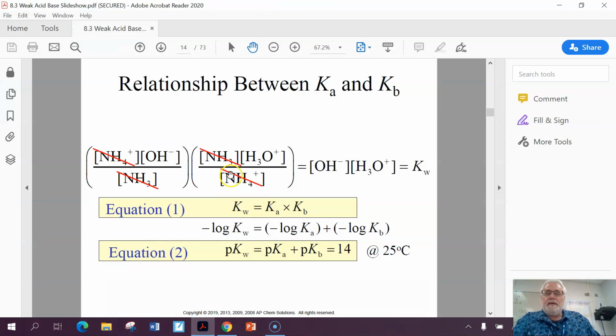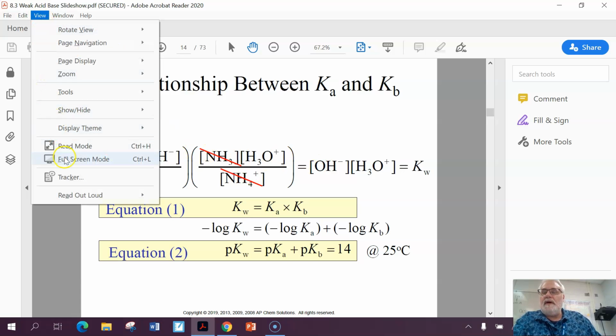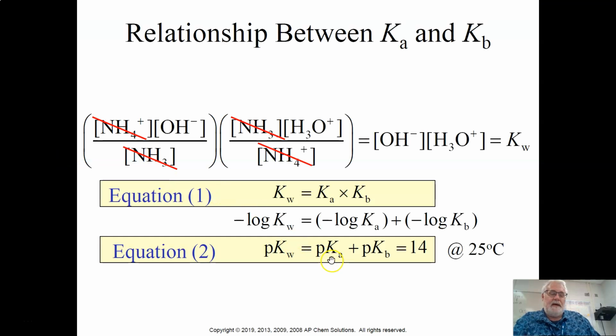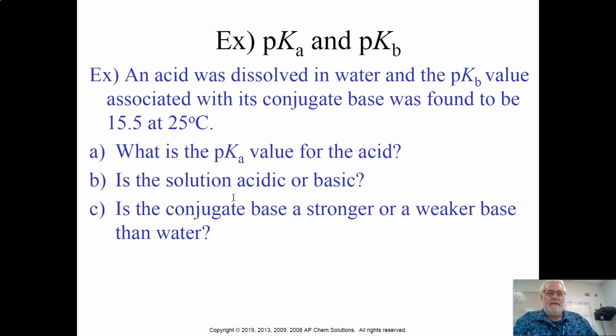Okay, so here we go now to 8.3 for the second lecture. We just saw on this slide how your pKa plus pKb will add up to be 14, as illustrated by this combination of the two forms of a chemical reaction. So let's take a look at this right now.